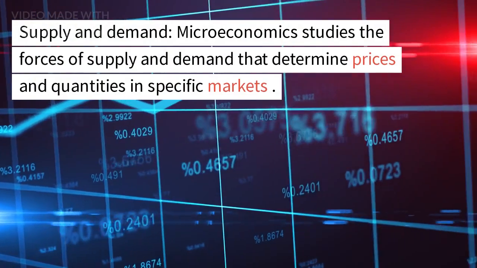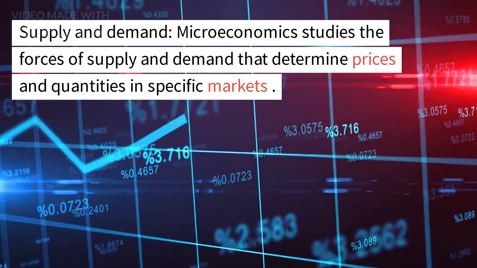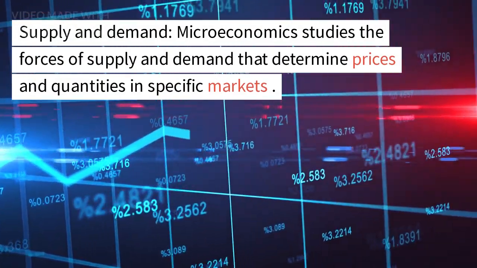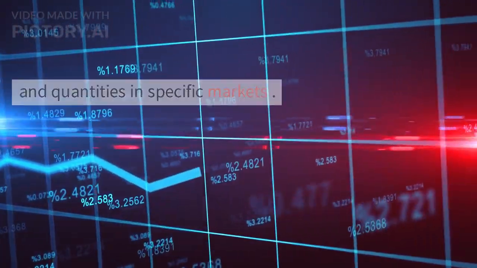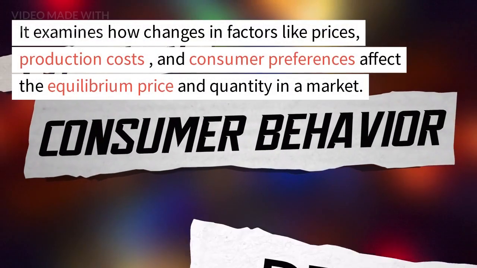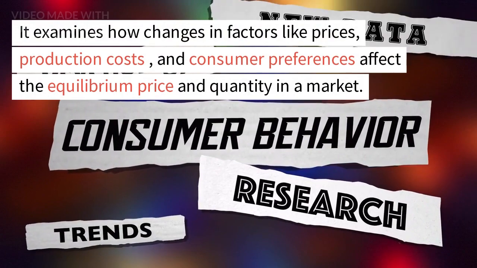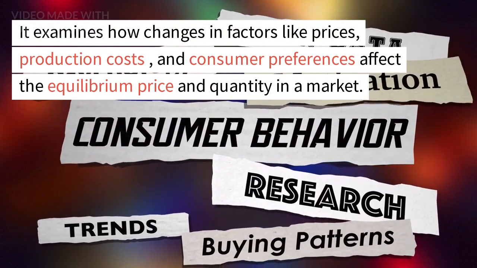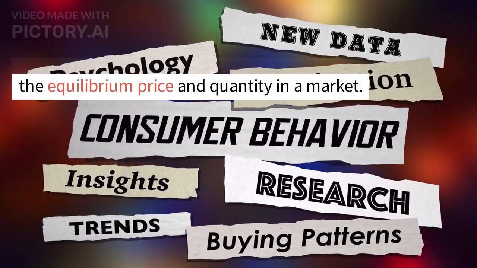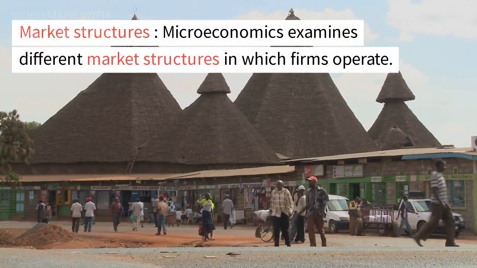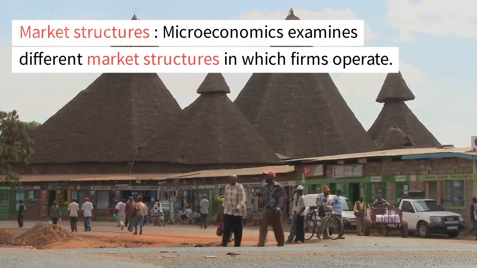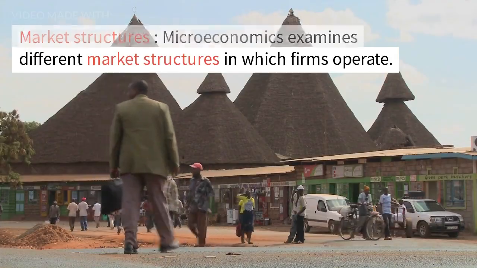Supply and demand. Microeconomics studies the forces of supply and demand that determine prices and quantities in specific markets. It examines how changes in factors like prices, production costs, and consumer preferences affect the equilibrium price and quantity in a market.